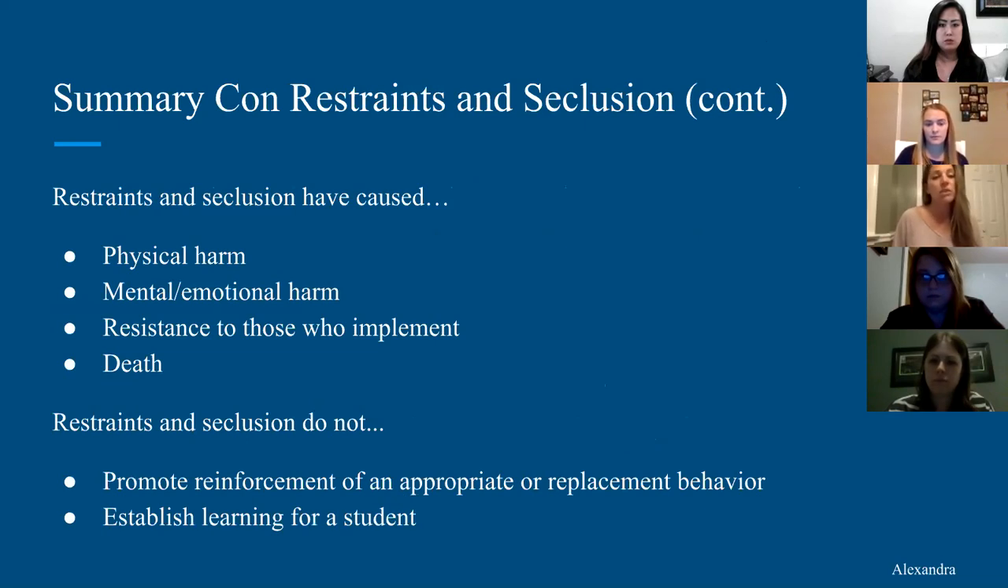Restraints and seclusion do not promote reinforcement of appropriate or replacement behavior, and they don't establish learning. For example, one thing that we discussed earlier when we were going through our whole debate was a mechanical restraint. A little girl that I work with has her arms in braces so that she doesn't pull out her eyelashes or her hair. That way she can't bend her arms to have access to her face. What is she learning? Granted, those braces stop her from hurting herself, but she's not learning a replacement behavior.